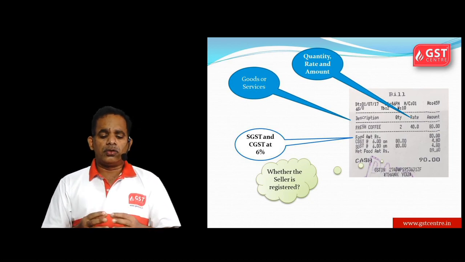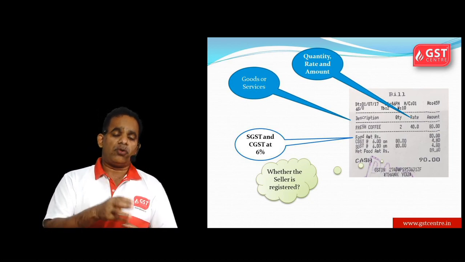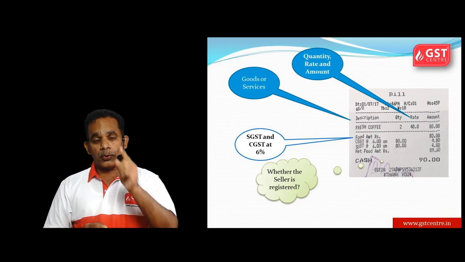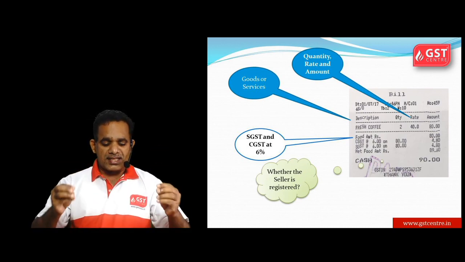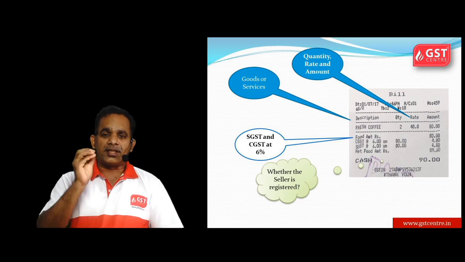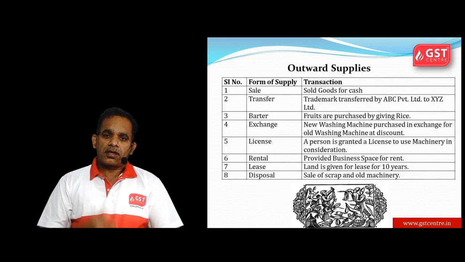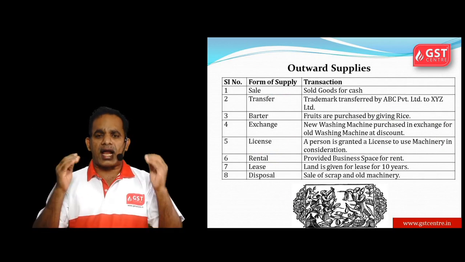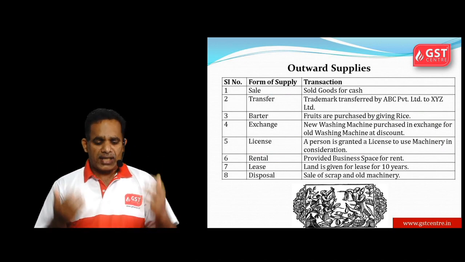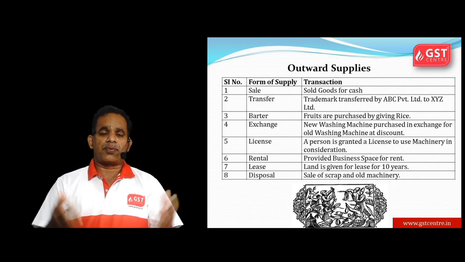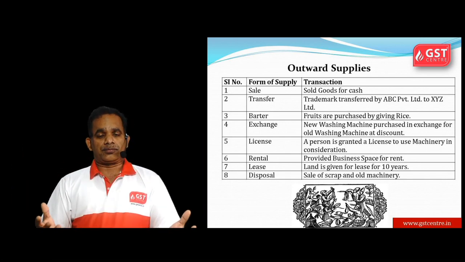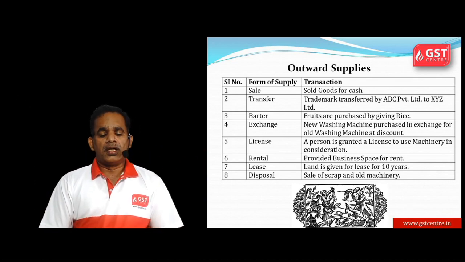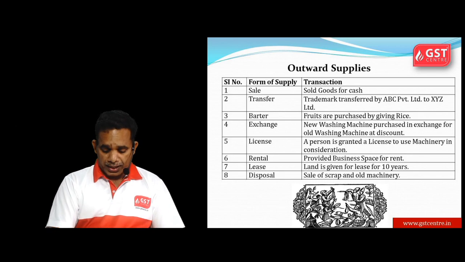In any bill, you can see quantity, rate and amount, goods and services, and the GST rate, and you also check whether the GST identification number is mentioned in the bill. Coming to the outward supplies, it can happen in any form, like sale, transfer, barter, exchange, license, rental, lease, disposal. These are the various forms of a supply. GST will be charged in any form. Okay. So I have given various examples for your understanding.